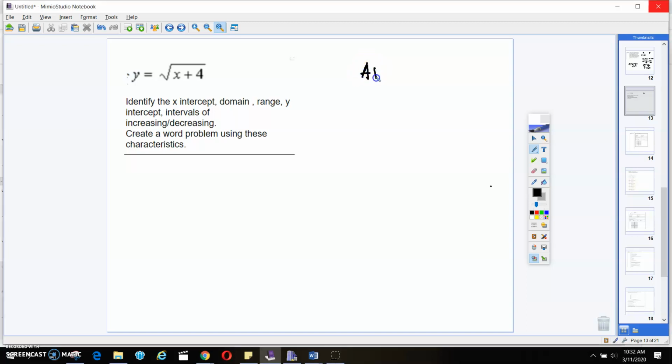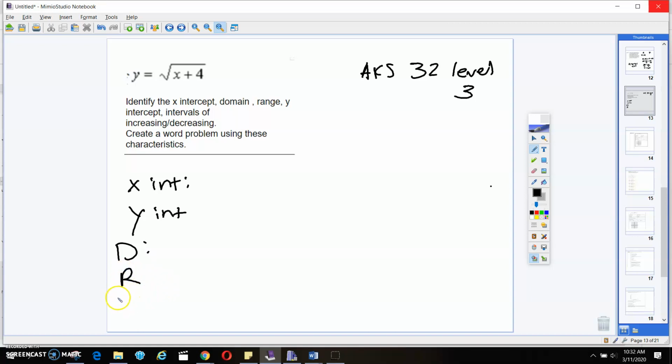So, AKS 32, level 3 question. Okay, so this is wanting us to identify the x-intercept, the domain, range, y-intercept, intervals of increasing, decreasing, and create a word problem using these characteristics. So, all I've done is read this. Okay, so this is going to be x-intercept, y-intercept, domain, range, intervals of increasing and decreasing.